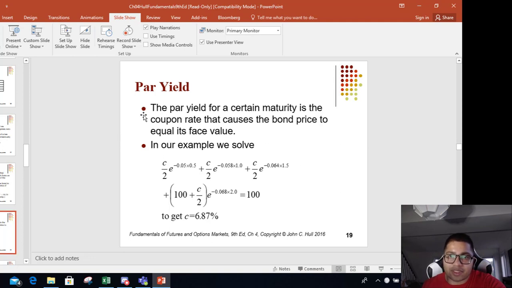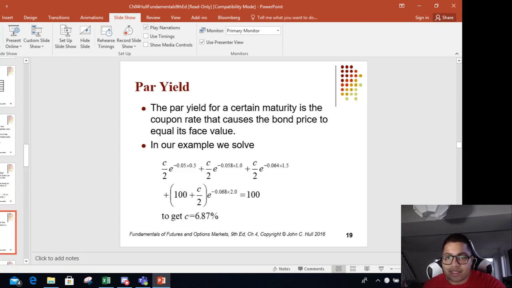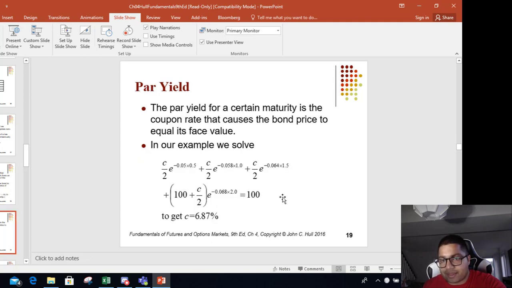Now next concept is par yield. Par yield for a certain maturity is the coupon rate that causes the bond price to equal the face value, same as bond yield. So bond yield and par yield is the same. So only difference is in bond yield you use the market price. So in par yield you're equating it to 100. So in the last case we were equating it to 98.39, that was the market price. But in this you're going to equate it to 100 and use the zero coupon rates and find out the coupon payment.